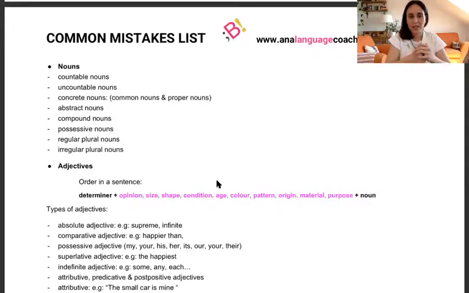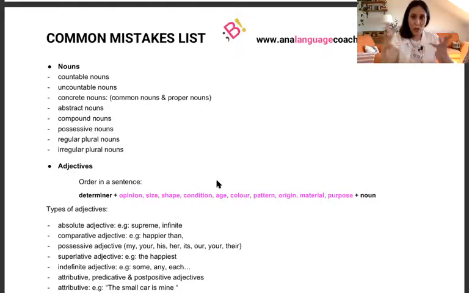Adjectives, order in a sentence. Here is where I usually give you the whole thing. Obviously, you are not going to say 1, 2, 3, 4, 5, 6, 7, 8, 9, 10 or 11 adjectives before a noun. Obviously, you are not going to do that, but usually you use 2, 3, or just 1.